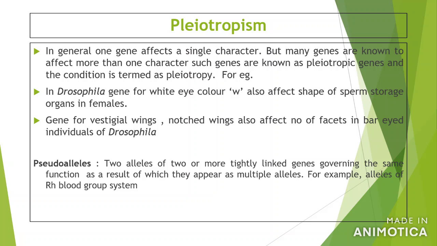Pseudoalleles. Two alleles of two or more tightly linked genes governing the same function, as a result of which they appear as multiple alleles. For example, alleles of Rh blood group system.